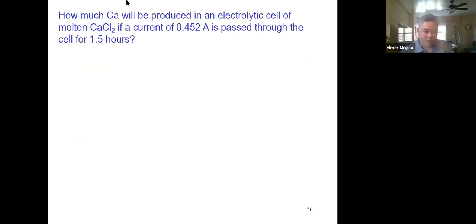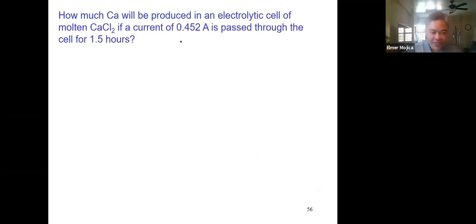Let's solve one problem here. How much calcium will be produced in an electrolytic cell of molten calcium chloride if a current of 0.452 ampere is passed through the cell for 1.5 hours? So how are we going to solve this? We need to know the reaction. Okay, what do you think the reaction is that we have here?